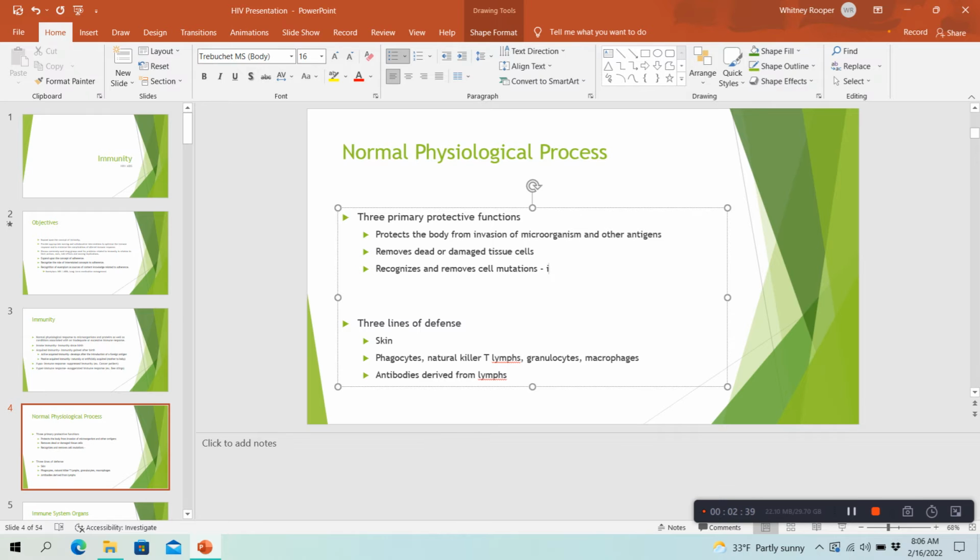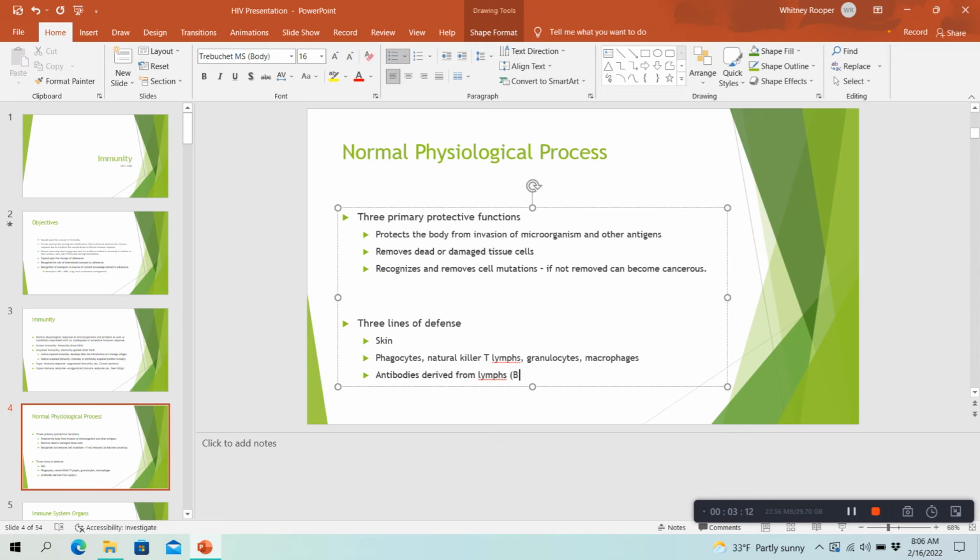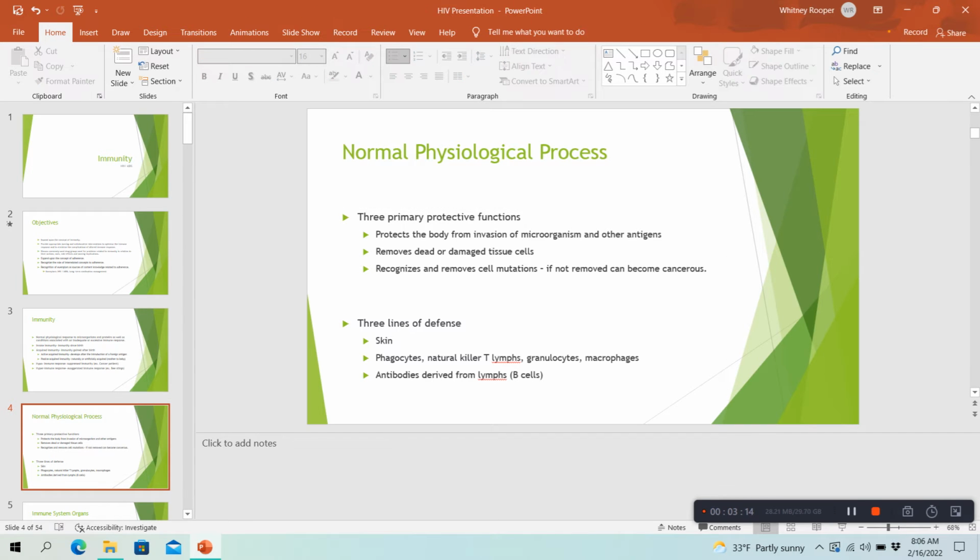3 lines of defenses. We talked about the skin. So it's our biggest defense. So when we talked about some of the infections last Monday, we talked about MRSA, things like that. So if we get a break in that skin barrier, then we're more at risk for those infections. And then we have our defenses here, our immune system, and then our antibodies, which is from our B cells. Immune system organs, so bone marrow, thymus, spleen, tonsils, adenoids, appendix.